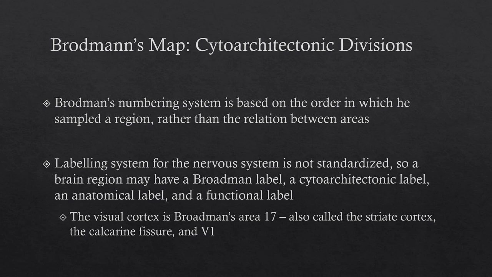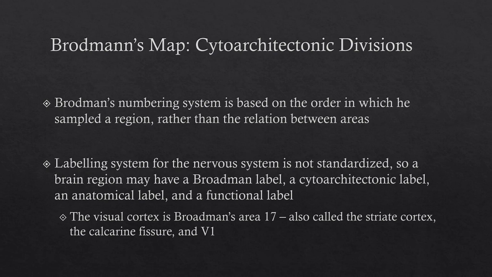So you can have different names for the same region. A brain region may have a Brodmann label, it may have a cytoarchitectonic label, it may have an anatomical label, it may have a functional area label. A really good example of this is the visual cortex. It's got a bunch of different names, right? It's Brodmann's area 17. It's also called the striate cortex because of the way that it stains.